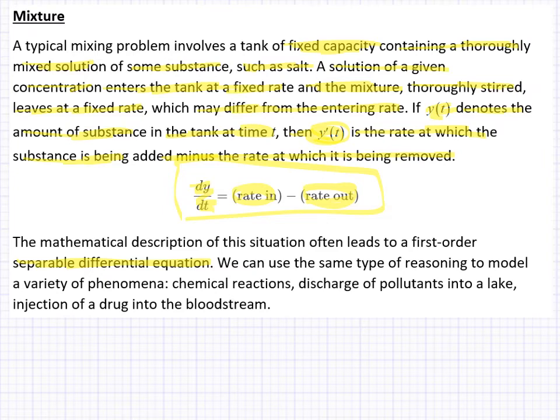We can use the same type of reasoning to model other phenomena, say chemical reactions, discharge of pollutants into a lake, injection of drugs into a bloodstream. It's all basically the same mixture problem. Okay, and we would use the same general model to describe that the change in Y is the rate of change of the substance being added minus the rate at which it's being removed. Okay?